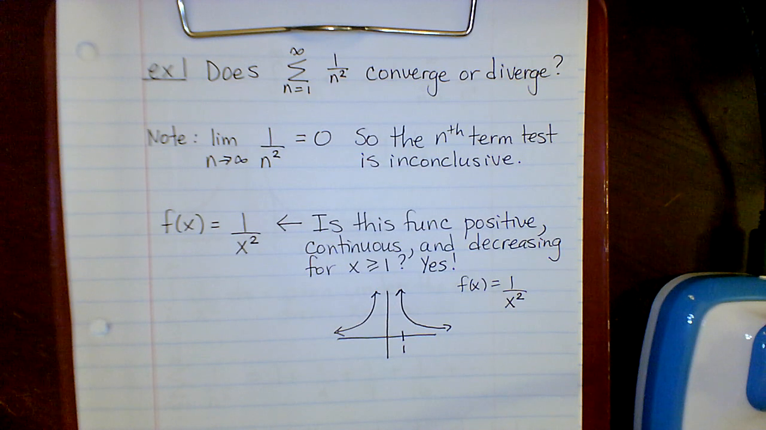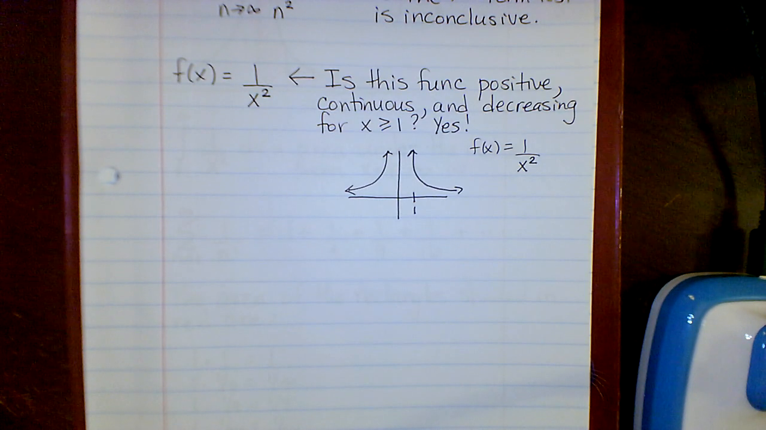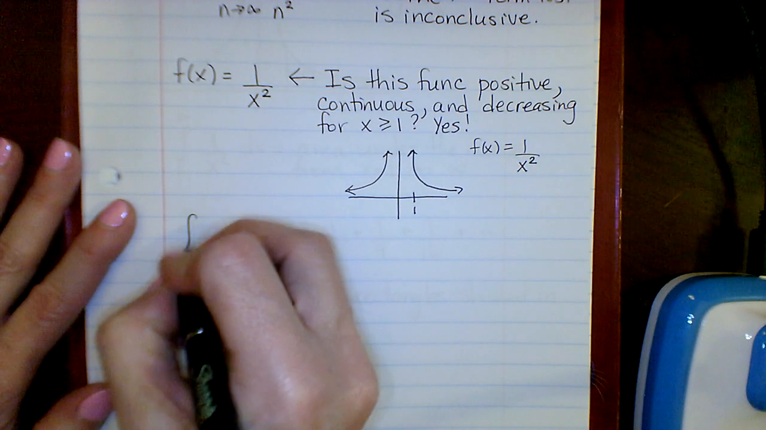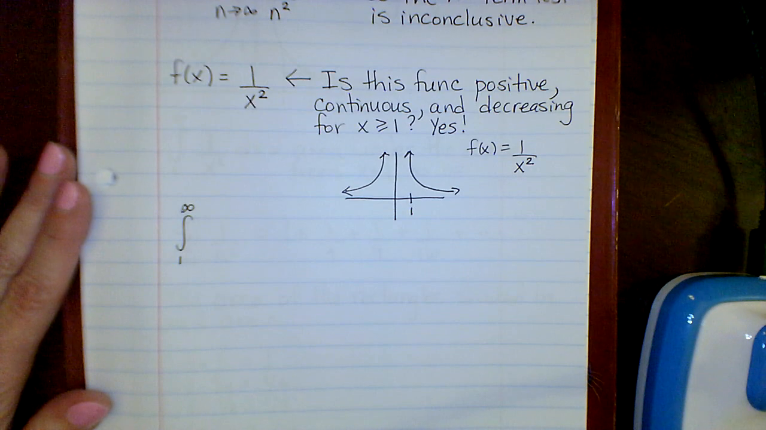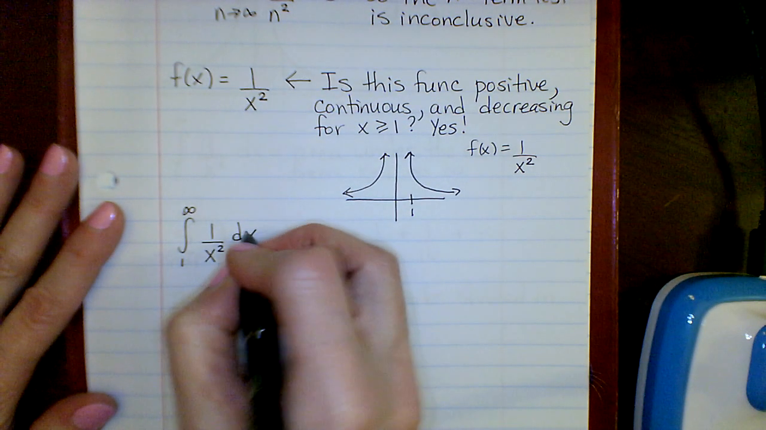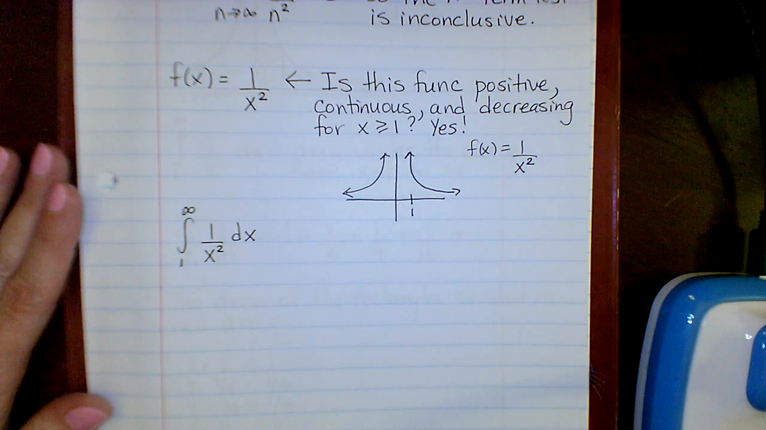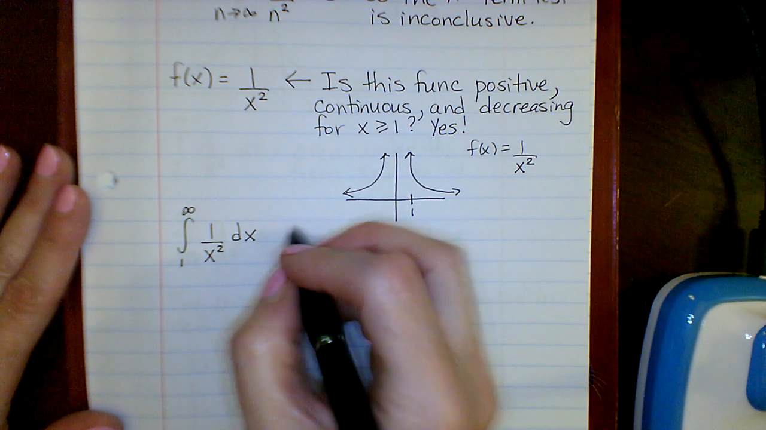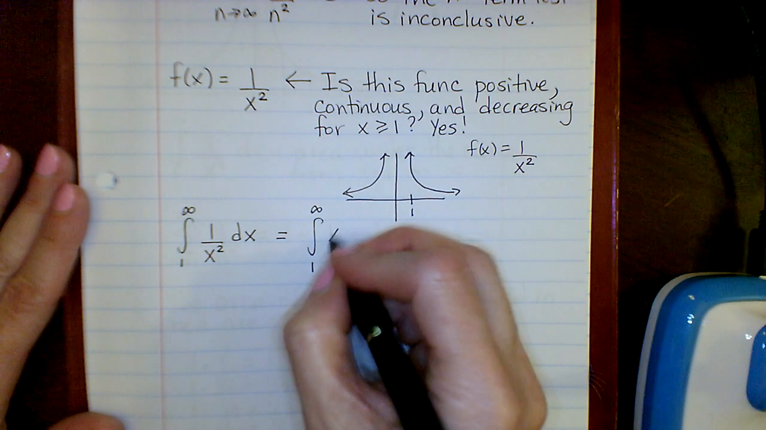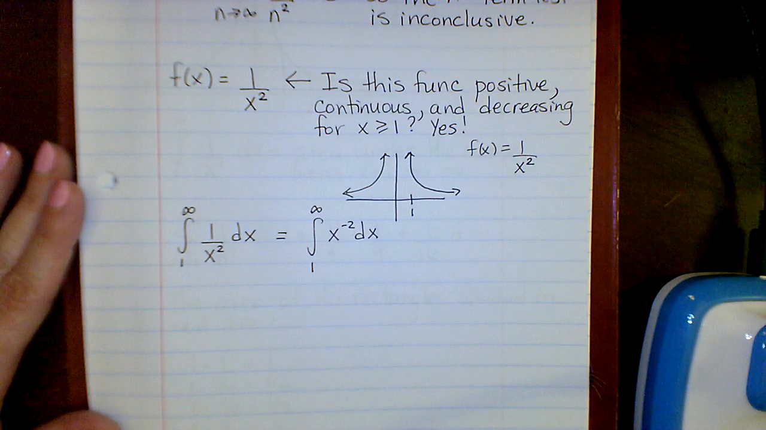All right, that means that I'm going to evaluate this improper integral, and whatever it does, that's going to tell me what my series is going to do. So I'm going to evaluate the improper integral from 1 to infinity, because that's what my index was up here. So it's from 1 to infinity of 1 over x squared dx. That's not a terrible integral, right? I'm just going to use the power rule. I'm going to bring that up, make that x to the negative 2 dx.